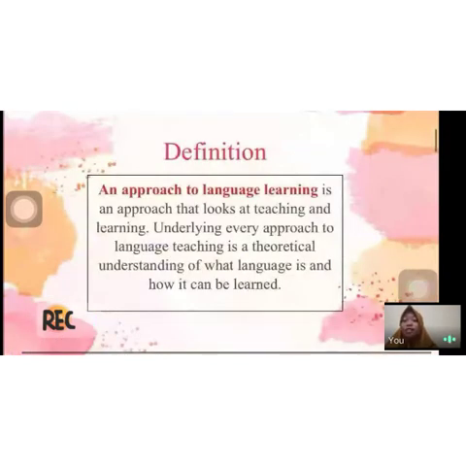Before starting to discuss various kinds of approaches, it's good when we know that first. What is an approach? An approach to language learning is an approach that looks at teaching and learning. Underlying every approach to language teaching is a theoretical understanding of what language is and how it can be learned.